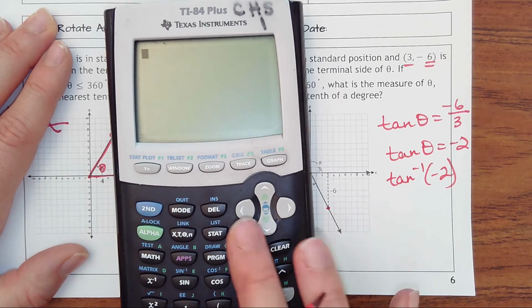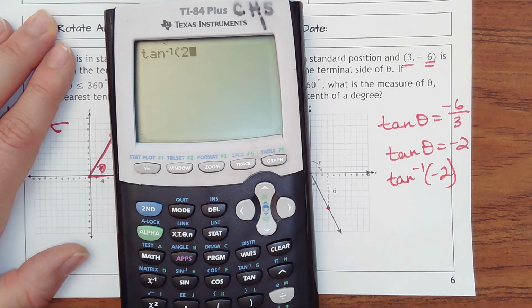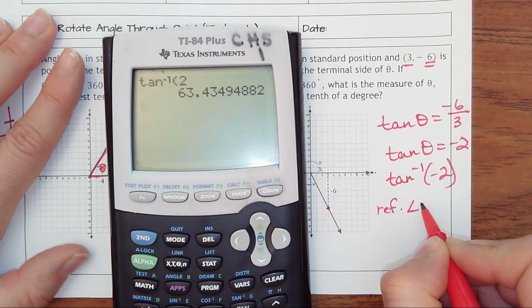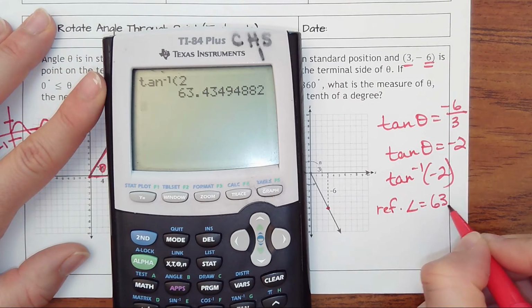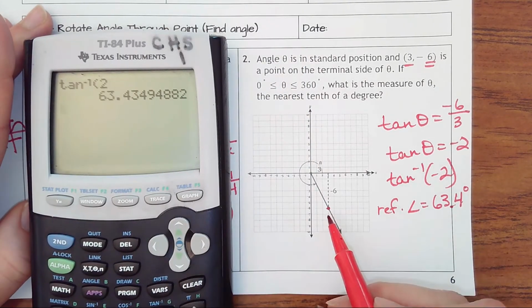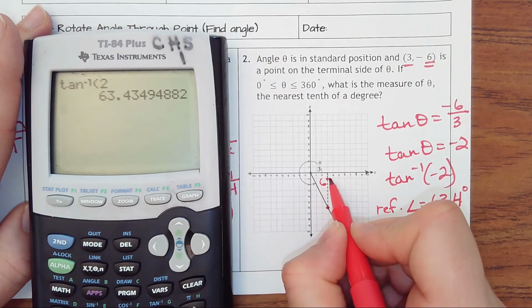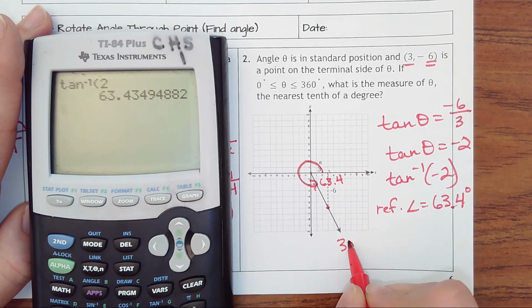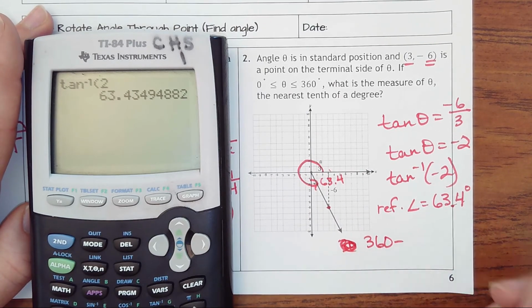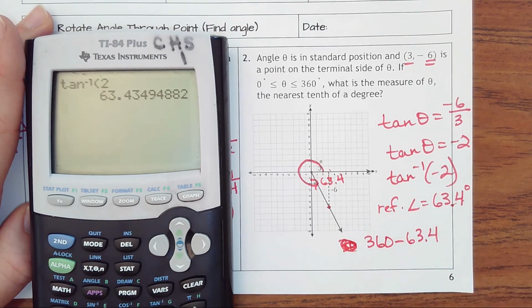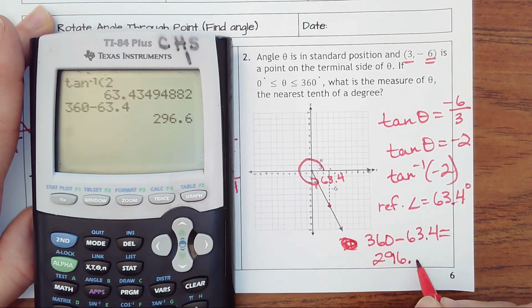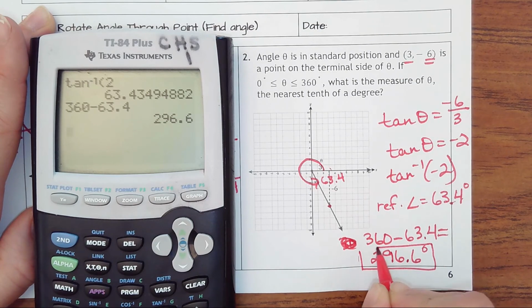Oh, I didn't want to do negative, really. I mean, it could. It's just going to get the positive version. And so our reference angle is 63.4 degrees. But again, being down here in quadrant 4, remember that angle applies here. To find where this ray's at, to go around here, we're going to take 360 minus the reference angle. And you get 296.6. And that's it.